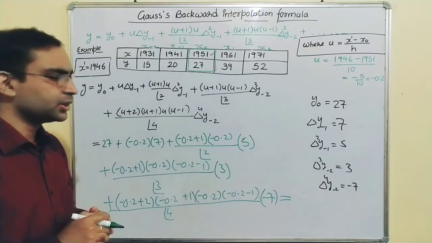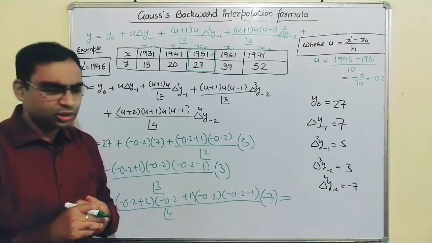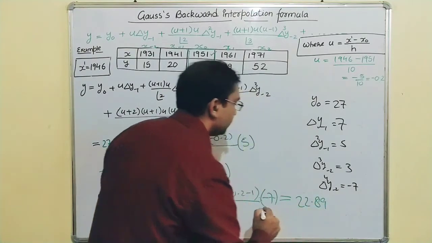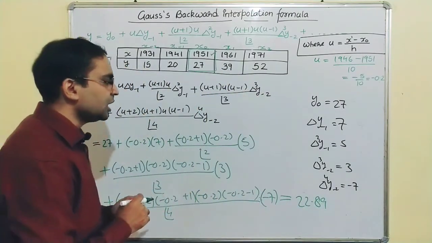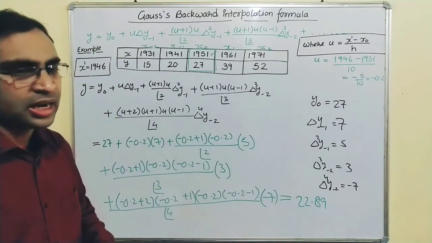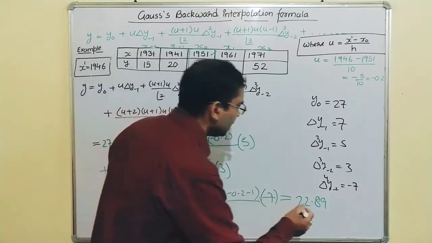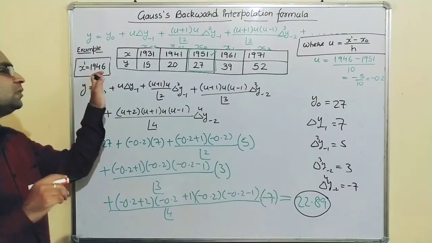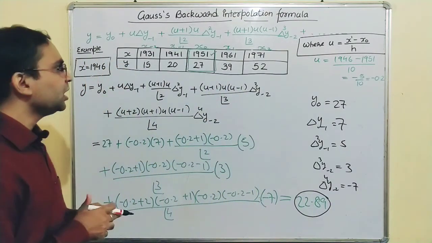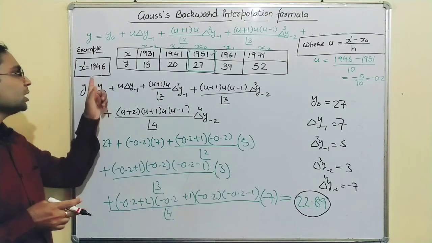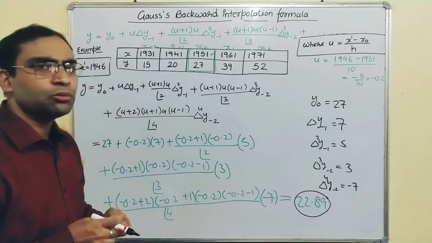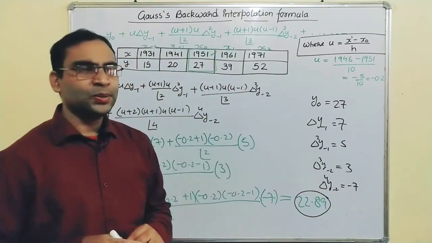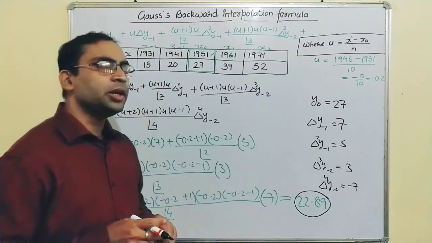So let me see what is the desired result for this question, that is coming to be 22.89. So we have 22.89 as our final result, that is the population of the town in thousands, 22.89 for the year 1946. So we have approximated the population in the year 1946 for that particular town to be 22.89 thousands. So this was the Gauss's backward interpolation formula.